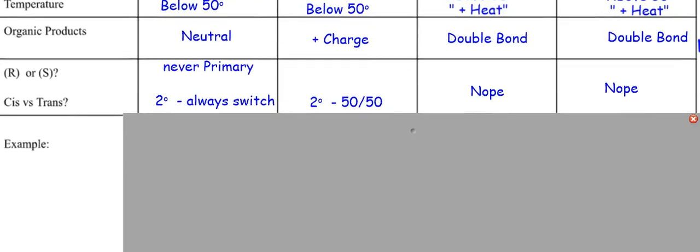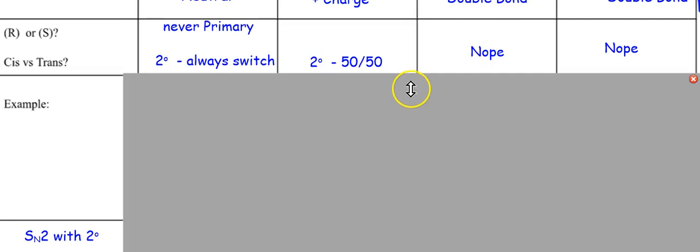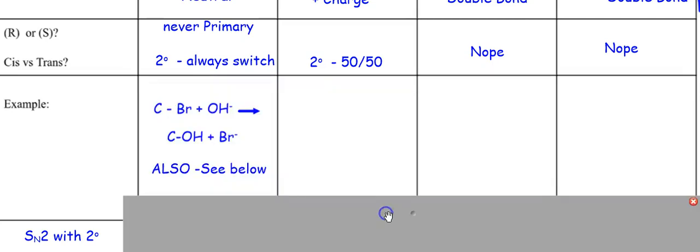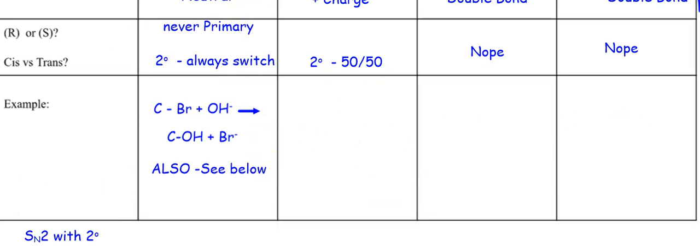Okay, so for examples, the only one I was able to fit in here was a primary SN2. Here's my primary with a hydroxide. I swap it, and then bromide, all right? Then I wrote C below, okay? I could not fit anything else in here. You might, but I can't.